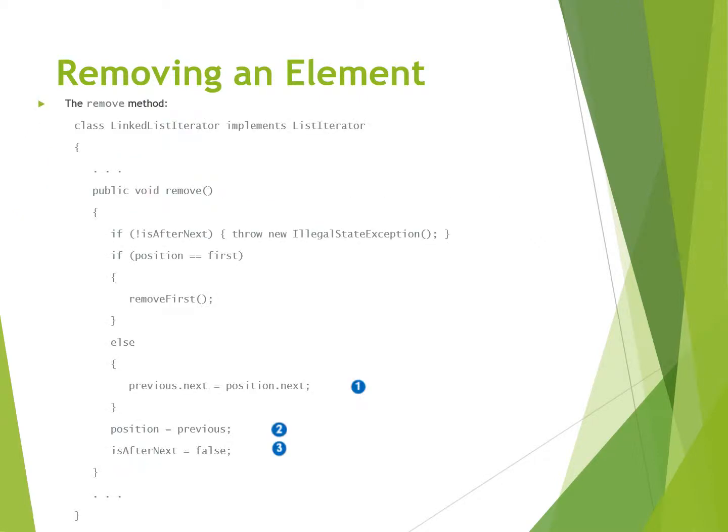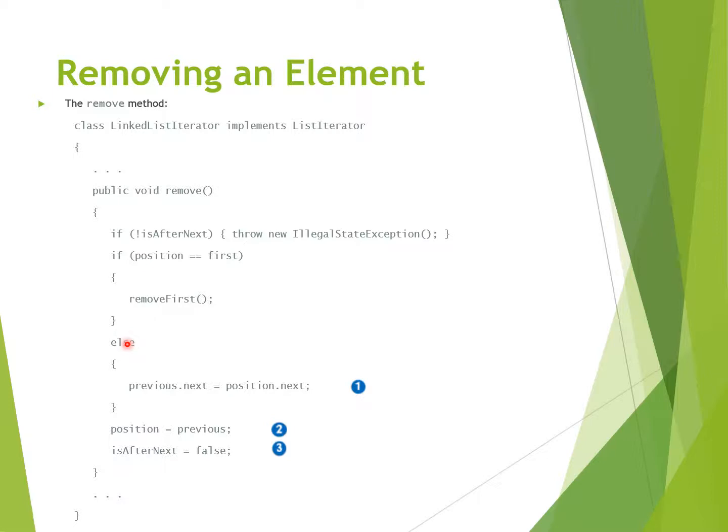So here is the implementation of the remove method. First of all, you need to check whether the isAfterNext flag is true or false. If it is false, you need to throw a new IllegalStateException, which basically says it is not possible to call remove without calling the next method first. Then if the isAfterNext flag is true, we have to take care of the rest of the implementation of the remove method. If position is equal to first, which means that we are going to remove the first element, then just call removeFirst and that's it.